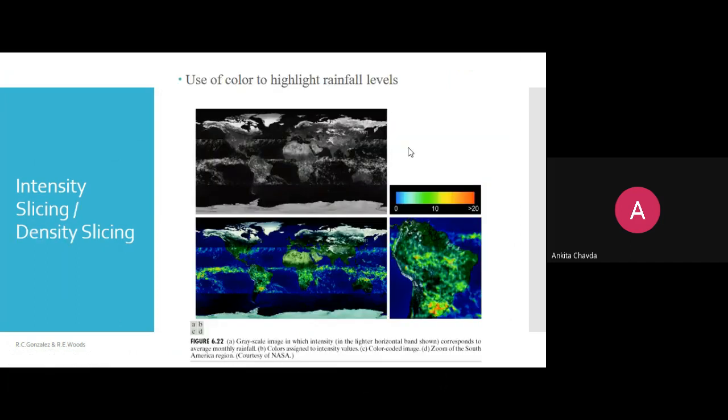Then we have seen this example, right? We are using color to highlight the rainfall levels. If this is the satellite image, right, we are giving the color coding accordingly, right? If the intensity is this, then give this color, and so on. Based on that, you can assign different kinds of colors where the rain is higher, right? According to that, you are giving these colors.